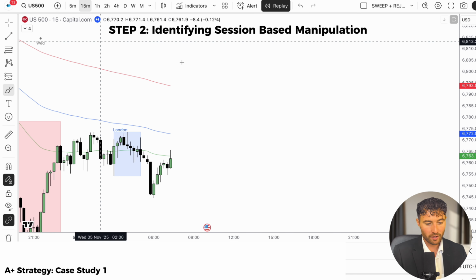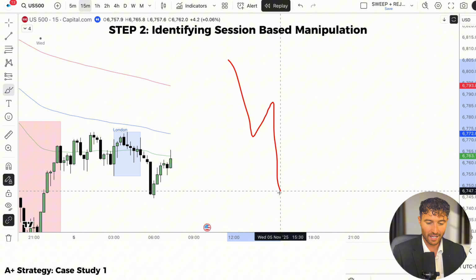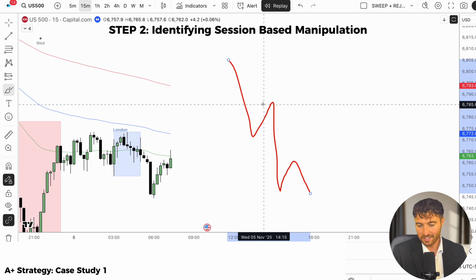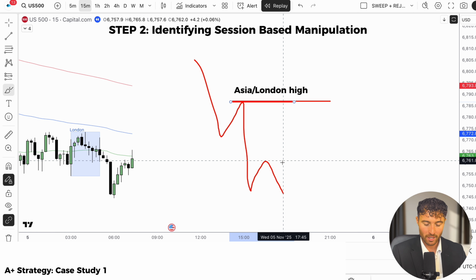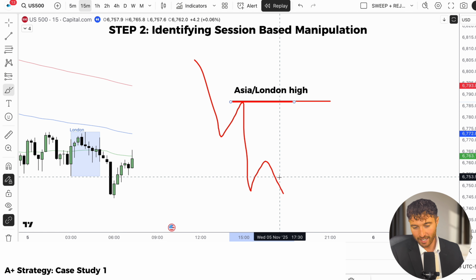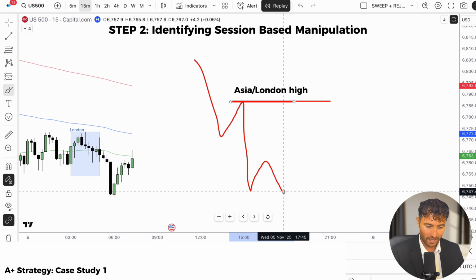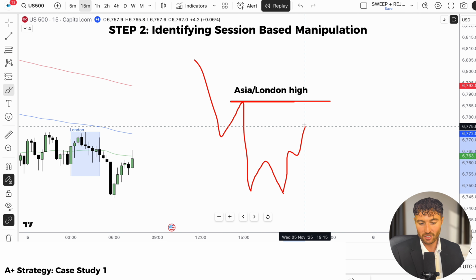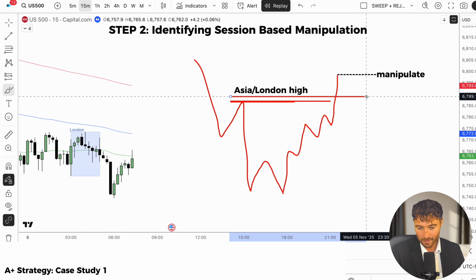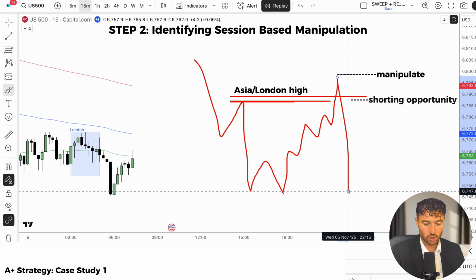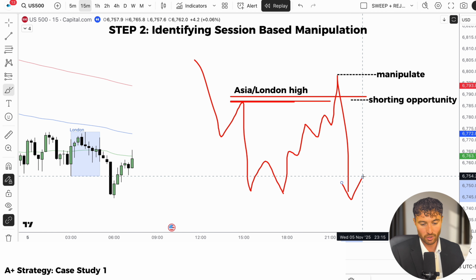And so what we're going to be looking for, let's say that we're sell bias in this market, right? And let's say this is the Asia high right here, or this could even be the London high. Then what we're going to be looking for, during a kill zone or maybe even slightly before a kill zone, is price to come above, manipulate above a previous session's high. Then we're going to be looking at a potential shorting opportunity to go to the downside.